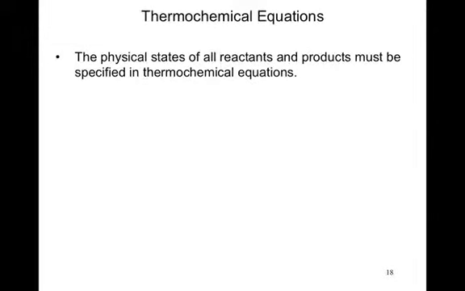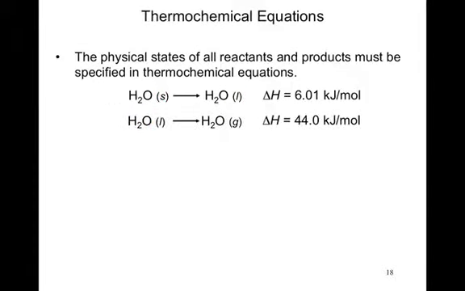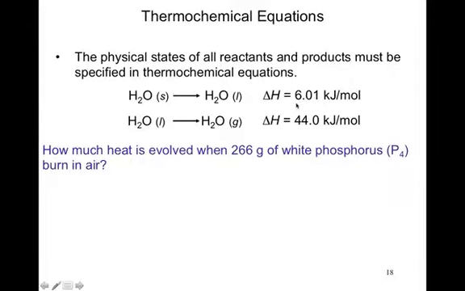So the physical states of all our reactants and products have to be specified in thermochemical equations. That's important because if you look at Appendix 3 in the back of your book, what you'll see is the delta H for solid water, the delta H for liquid water, the delta H for gaseous water. They're all different. So it's very important. We can't just say water. We can't just say CO2. I need to know, is it liquid, solid, gas, because those are important. So here they're just showing you that when we switch solid and liquid, we get different values. And that's all in Appendix 3. It's very easy to find.